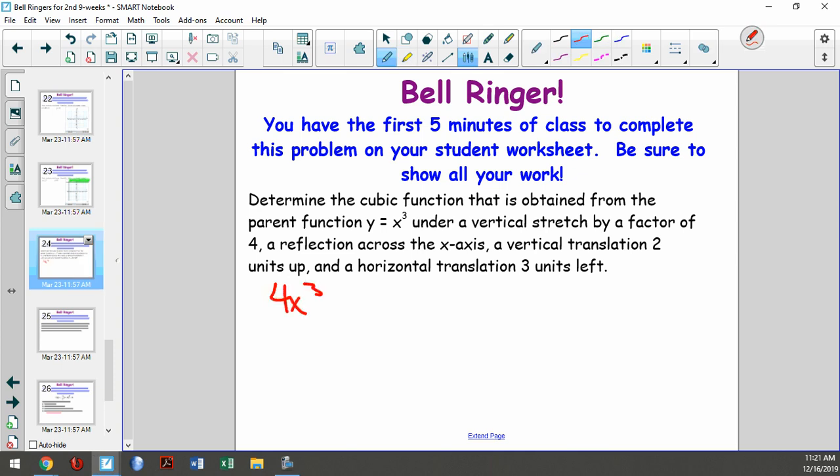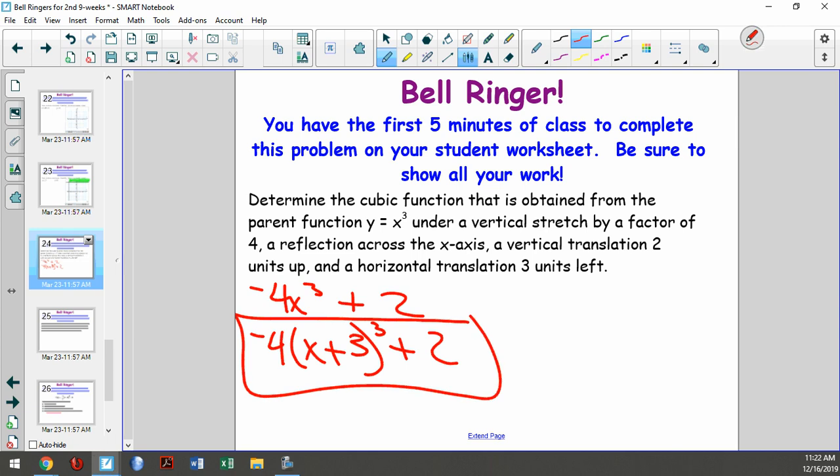Then a reflection across the x-axis. What's that mean? Put a negative out in front of the 4. Then a vertical translation 2 units up. Add 2 to the end. And then a horizontal translation left 3 units. Inside the parentheses. There are no parentheses, so we'll make sure that there are parentheses. Do we understand that?